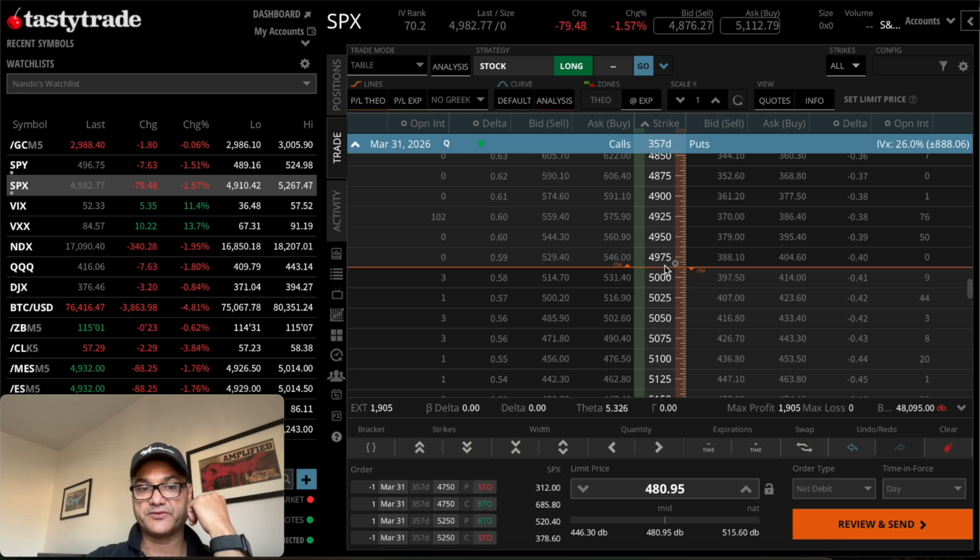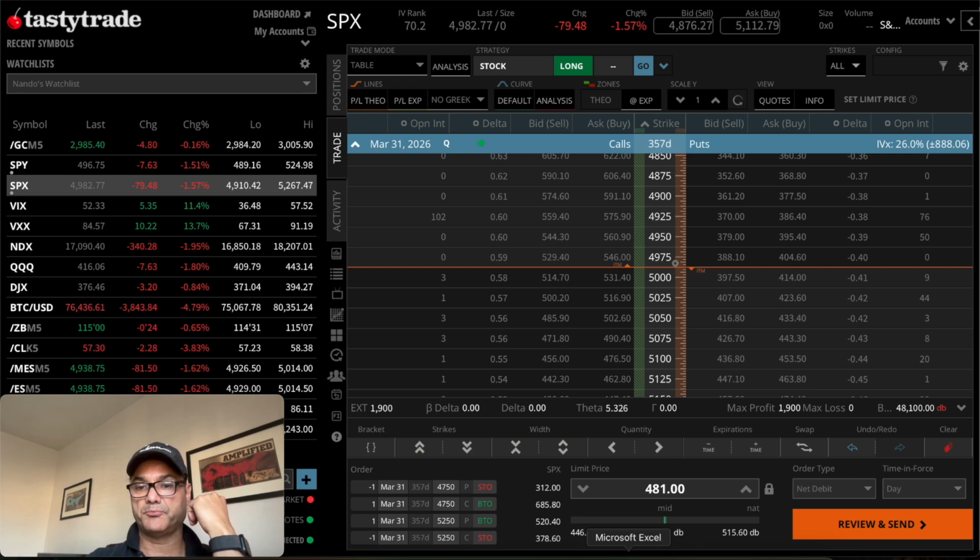Now, we have to pay for it up front. And the cost, let's make it a little simpler. Let's go up to 481. So let's say that this spread cost us 481 times the multiplier for the SPX of 100. That's going to cost us $48,100. And what we will receive in profit at expiration is going to be $1,900.